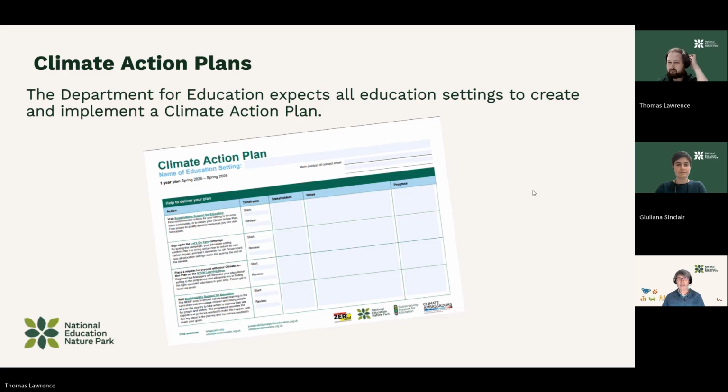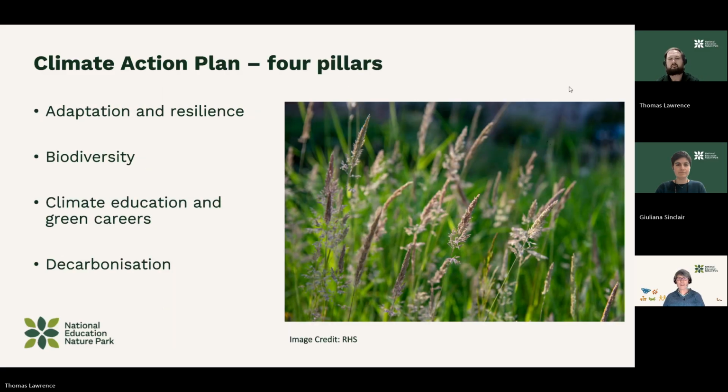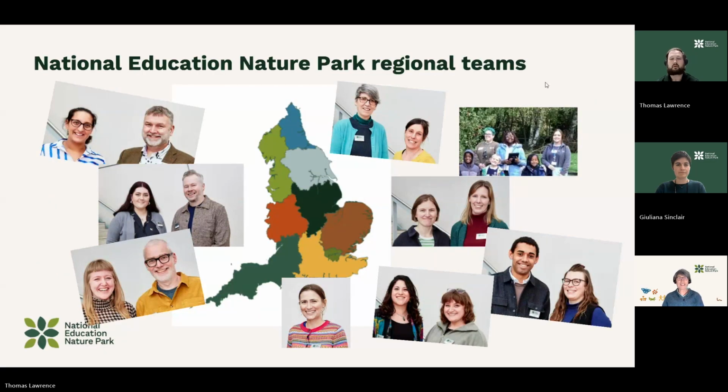In a climate action plan, if we can just pop onto the next slide, a climate action plan's got four pillars. So you're looking at the adaptation and resilience for climate change, biodiversity, climate education and green careers, as well as decarbonisation. And we like to think of our biodiversity improvements as being nature-based solutions to all of these pillars, really. There's often ways by making a biodiversity improvement, you are supporting the different targets in your climate action plan. And I'll just do a wee example of that.